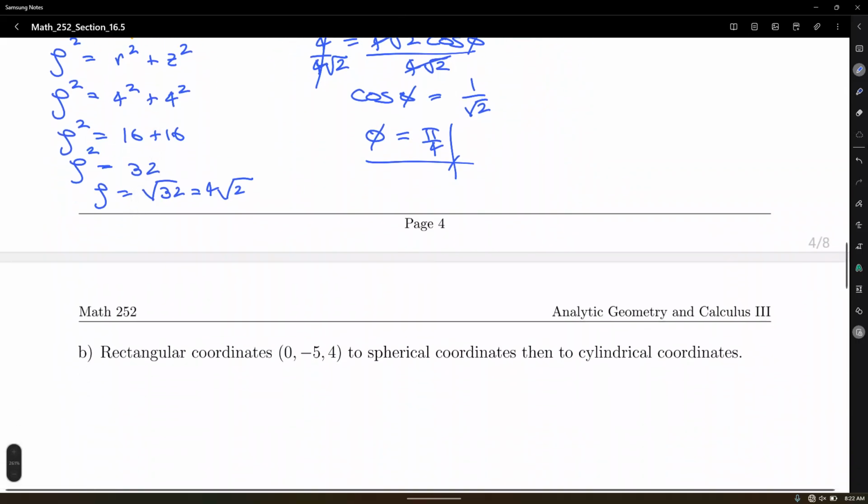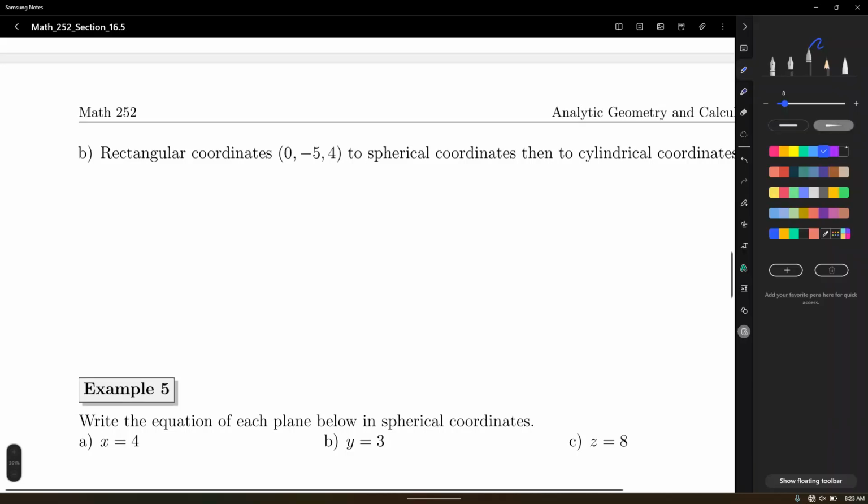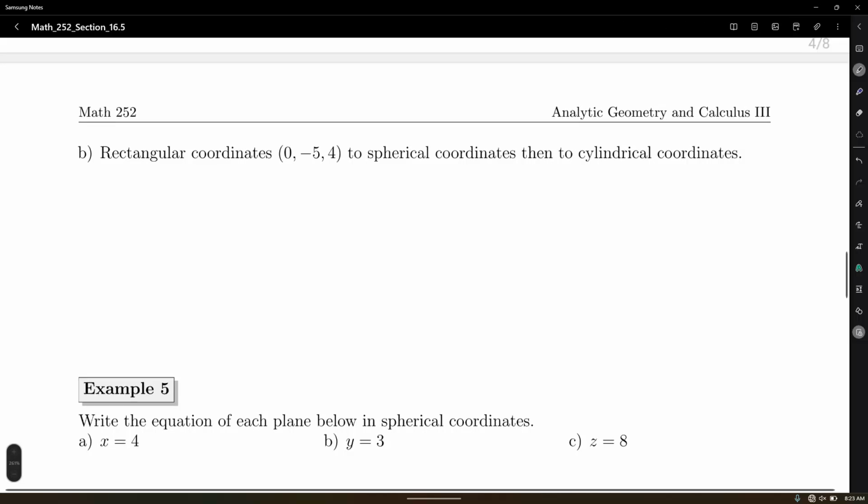Next problem. Okay, so let's convert the rectangular coordinates to spherical coordinates and then to cylindrical coordinates. So when it comes to converting from rectangular to either spherical or cylindrical, draw the point, or rather plot the point on the plane. But this point given is in space, not in the plane. That's fine, because anyway we will need all these pieces of information that you're about to see. So just plot the x and the y in the xy plane.